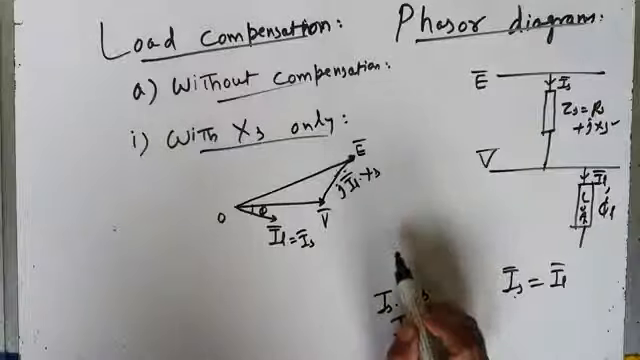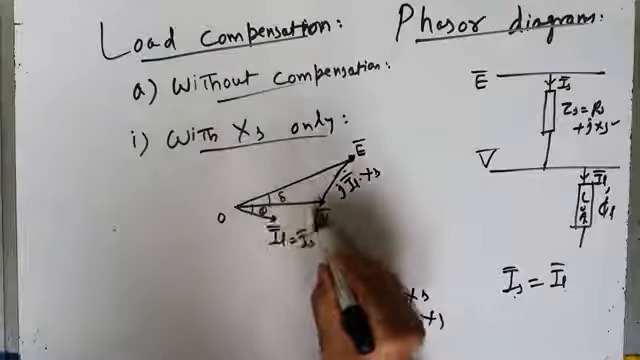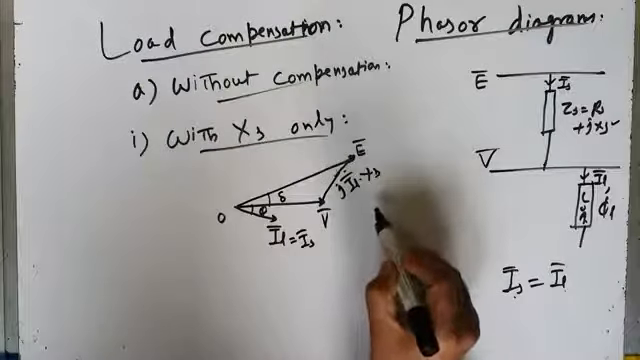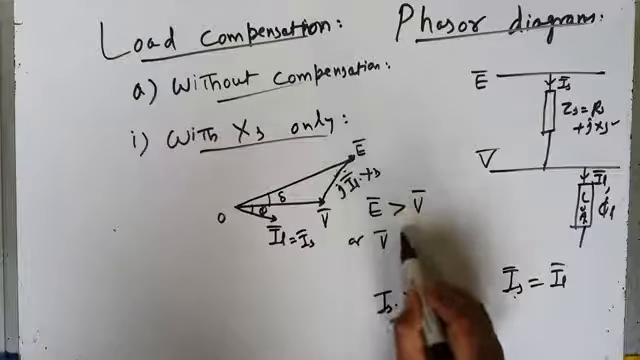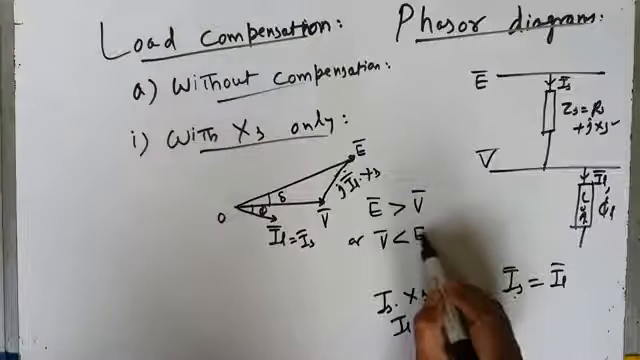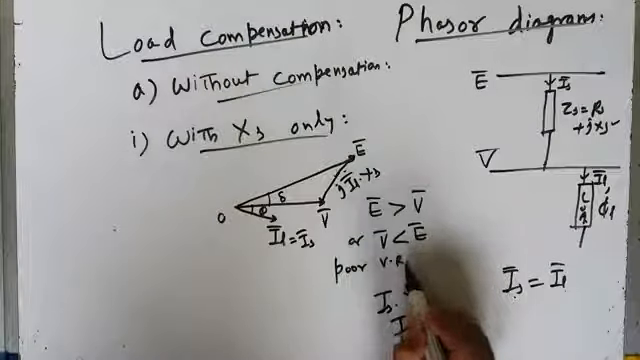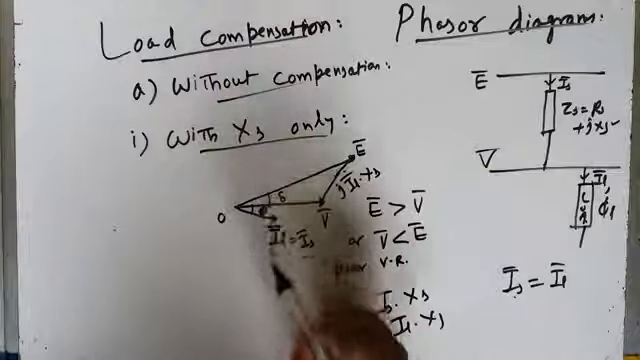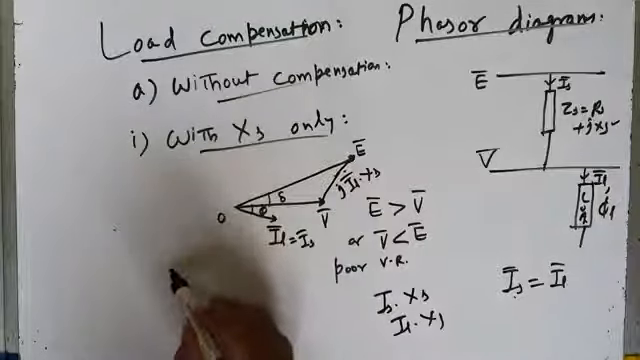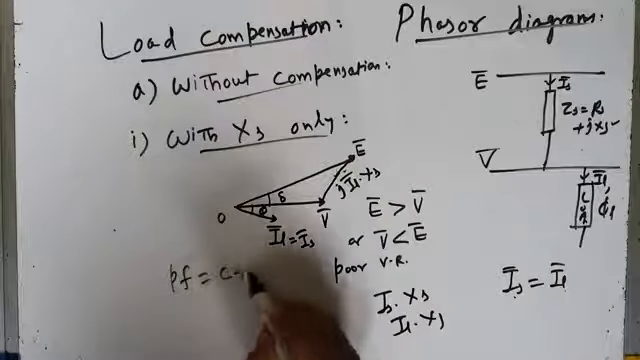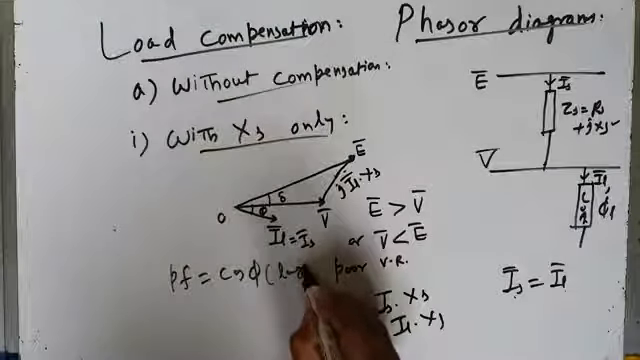the source voltage E. And what is this E? It is V plus J IL XS. You can see in this case, E is much greater than V, or in other words, the load bus voltage is less than the source bus voltage. So this gives poor voltage regulation. Not only poor voltage regulation, it also gives a poor power factor, because the load current lags behind the voltage by a certain phase angle. So what is the power factor? The load power factor is the same as the source power factor. It is cos phi, and in this case it is lagging.